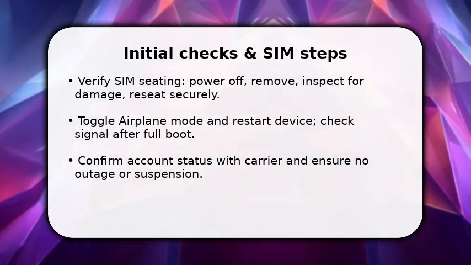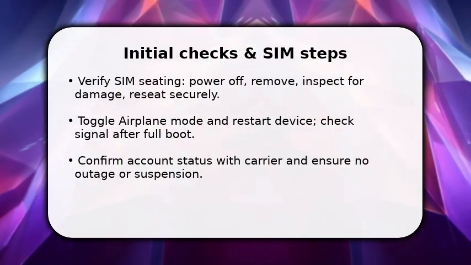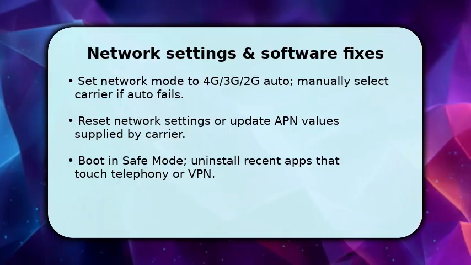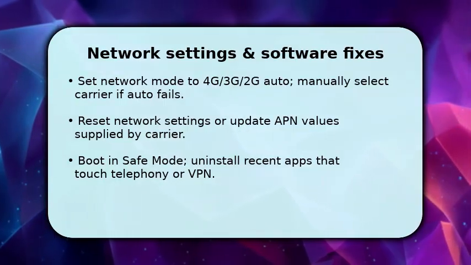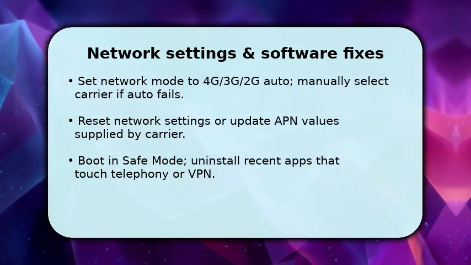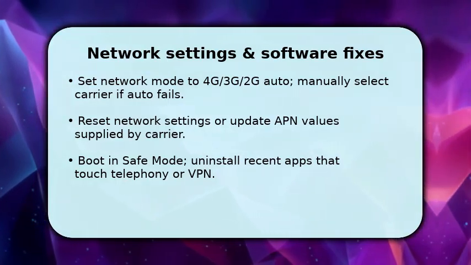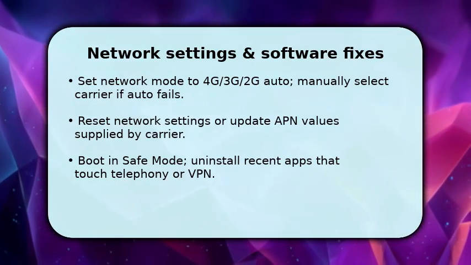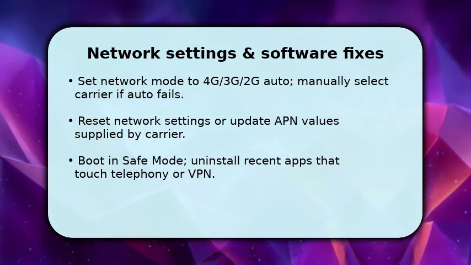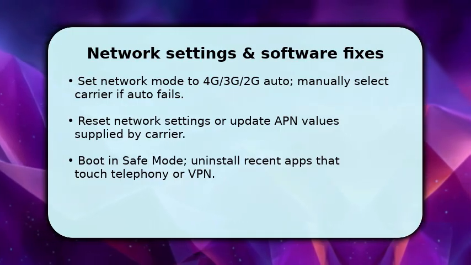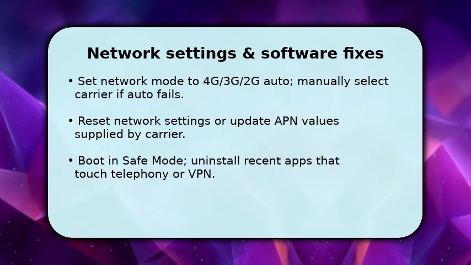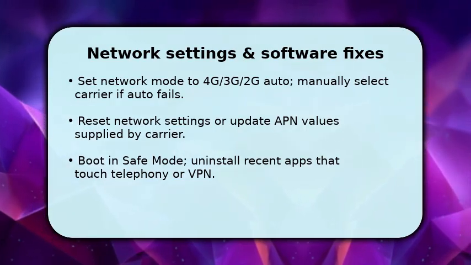Next, you dive into configuration and software causes because radios often work but settings block service. Open mobile network settings, set preferred network to 4G/3G/2G auto, and try manual carrier selection if automatic lookup fails. If that does nothing, reset network settings to clear corrupted profiles and check APN values against carrier specs. Edit them to match. Once done, boot into safe mode to rule out third-party apps like VPNs.